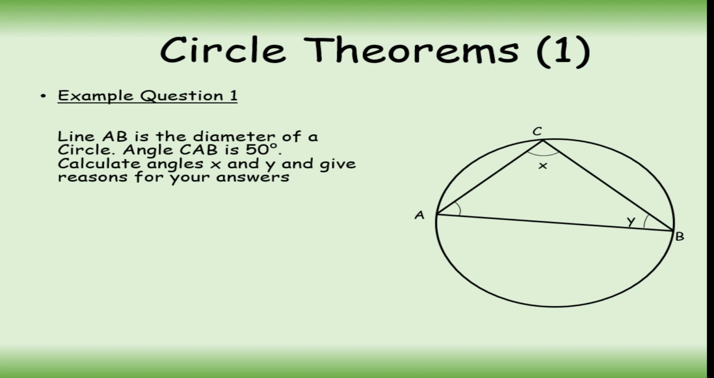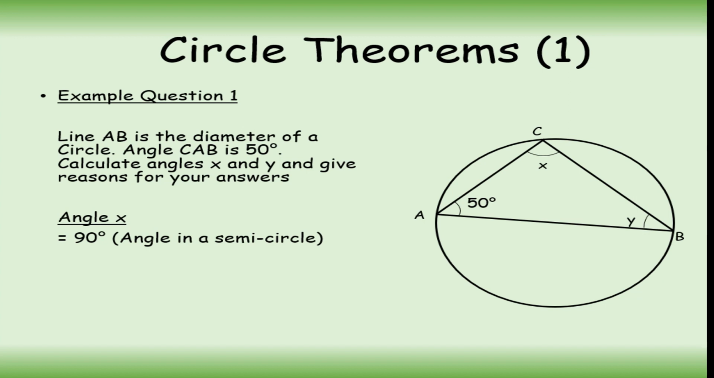Question 1. Since that line AB is the diameter of a circle, angle CAB is 50 degrees. And so we should calculate x and y. Now, x is subtended at the circle, so we should know what it is. It's 90 degrees. Your angles in the semicircles give you 90 degrees. Or angles subtended from the diameter of a circle to the circumference of the circle form 90 degrees.